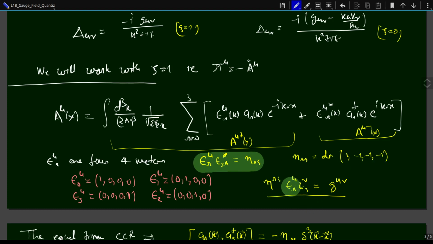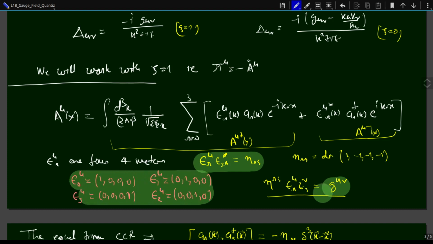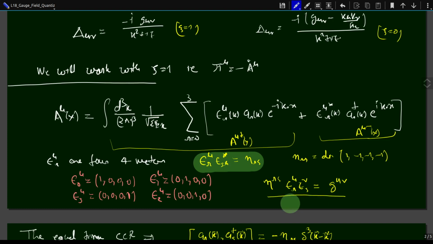If I contract this with eta rs times epsilon mu, the r and s coordinates are contracted, so what I will get is g mu nu. If you use exactly this representation, this is what you'll get. So we'll work with these notations, and this is what we'll use to do the commutation relation computation.